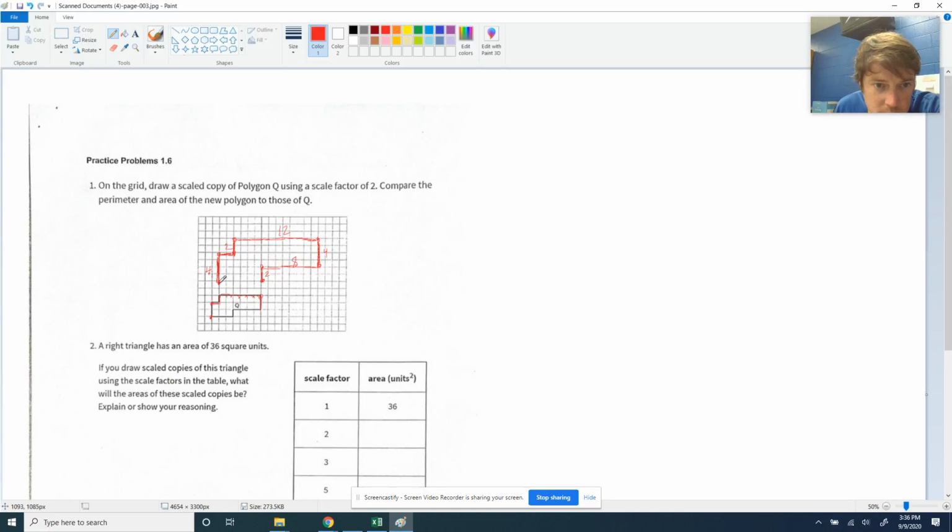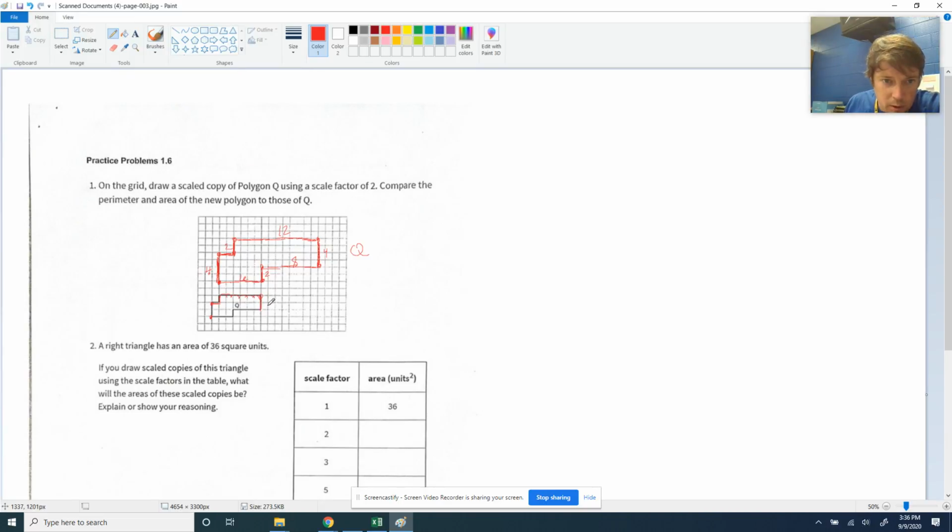They were 3, so this should be 6. 1, 2, 3, 4, 5, 6. Yes. Okay, so we've got our new figure. They're calling this quadrilateral Q. Q for quadrilateral. Why not? All right. And then it wants us to compare the perimeter and the area of the new polygon.